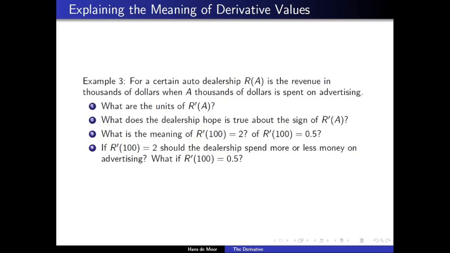So what do you think the dealer hopes about the sign of R prime at A? That it's positive, right? That he spends more on advertising and gets more revenue. And it's possible that it could be zero, and it's possible that it could even be negative if it's really distasteful advertising, or if he's advertising that he's the highest price in town. Of course, that's going to be counterproductive, and then under those circumstances it'd be negative. But usually you hope for it to be positive, that you're building up your brand, building your business. Okay, so when you have R prime at 100 equals 2, what does that mean?